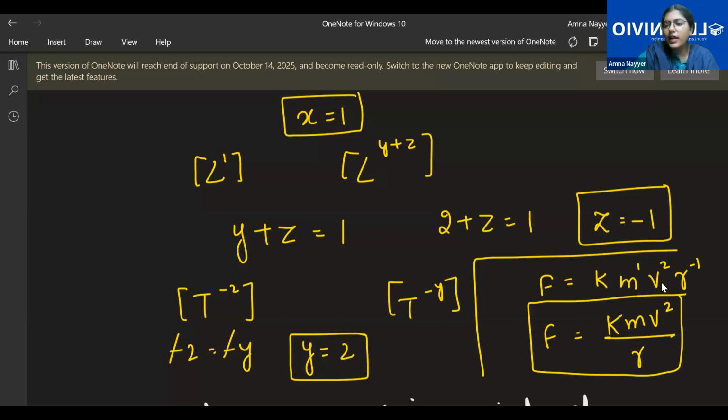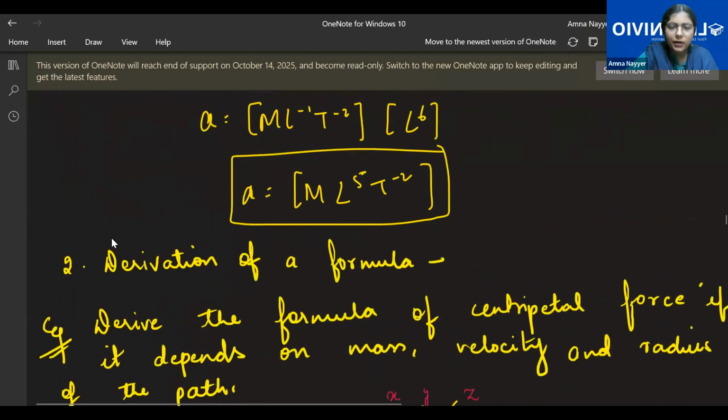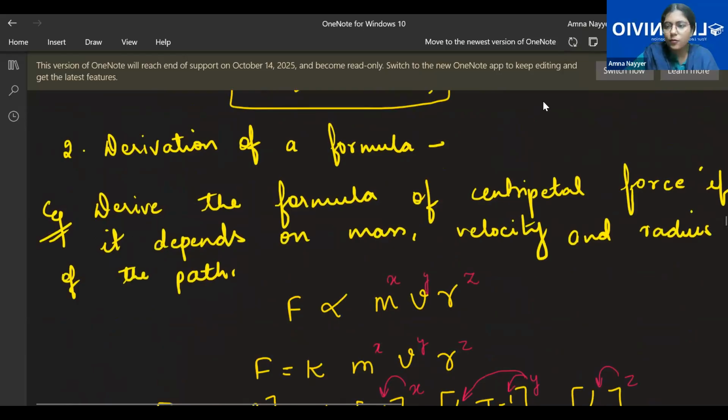Now, you don't have to write the value of K. The values of K are calculated experimentally. First, write it till here, then we'll practice some more questions. And if there's any doubt, please stop me.